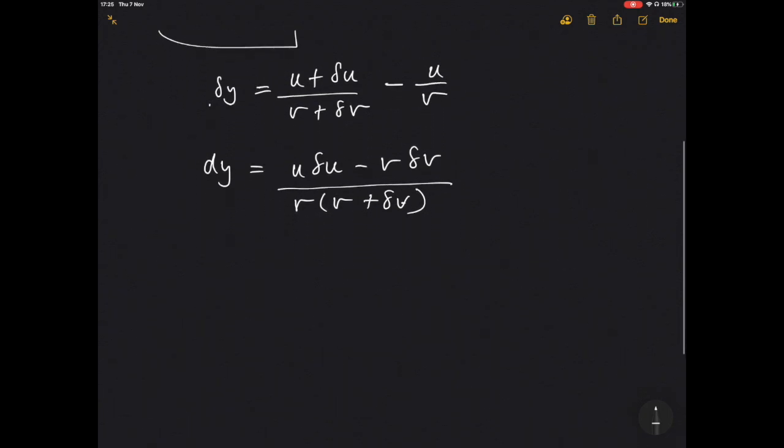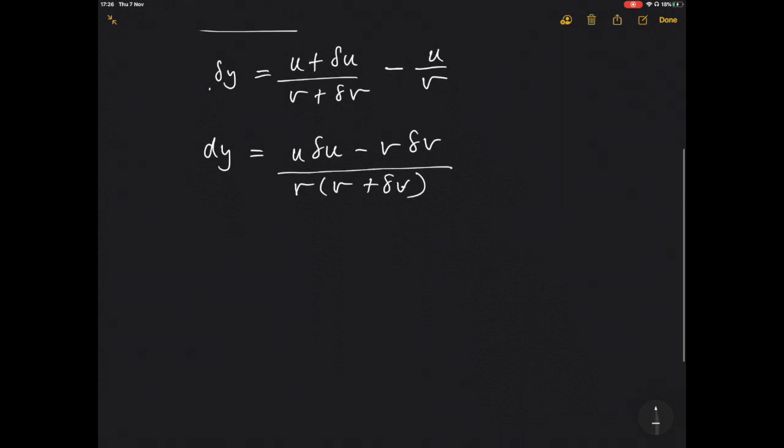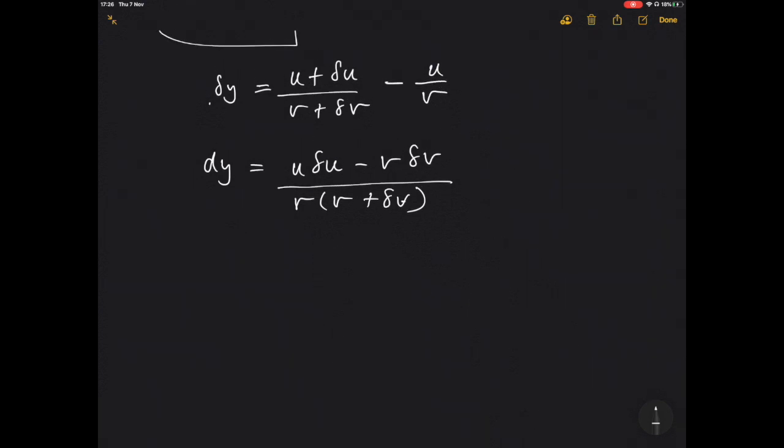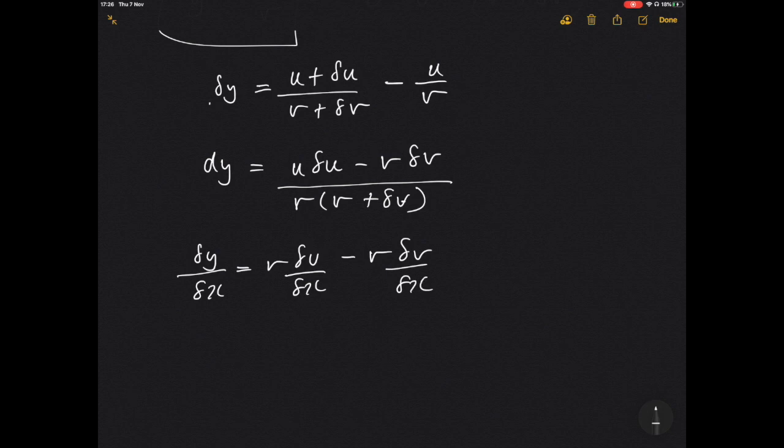So we then, if we were to divide all this through by delta x, if we wanted to find what it would be with respect to x, we can say that delta y by delta x would be equal to v delta u by delta x minus u delta v by delta x. We put that on the bottom. We're dividing this all through by v, brackets, v plus delta v, sorry.